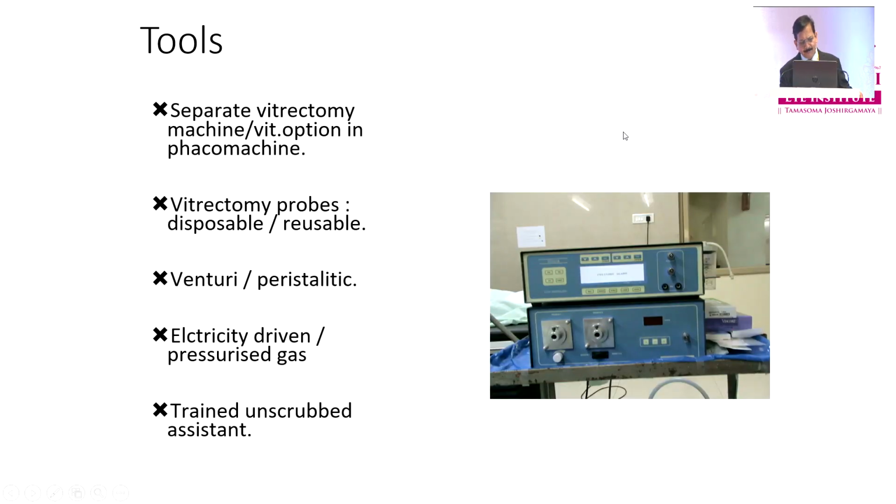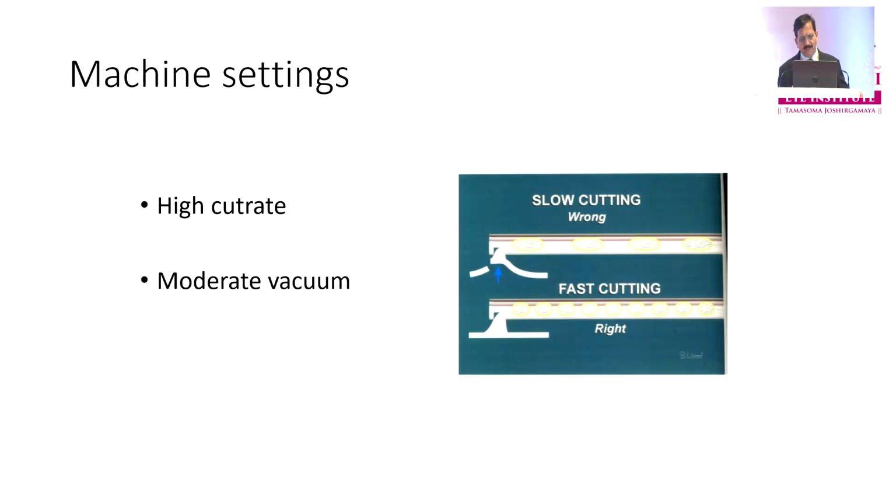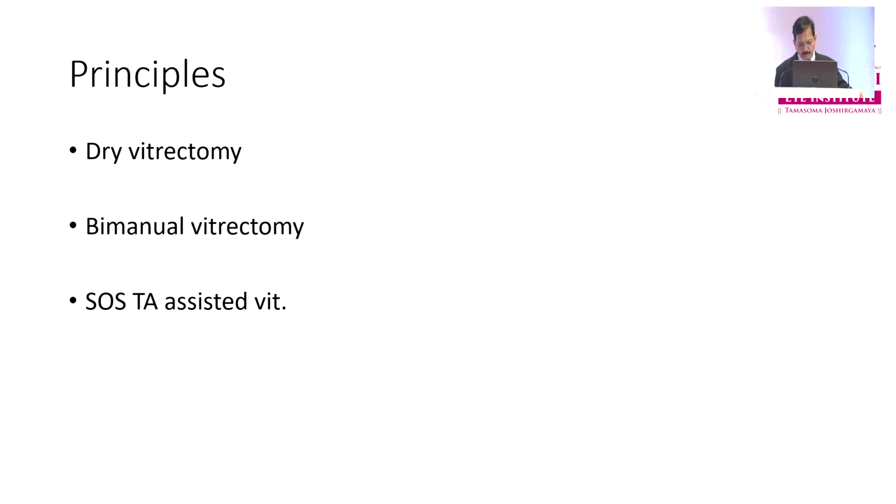Now here, you can use a standalone vitrectomy unit or the one that comes with the phaco machine, whatever. But what I am interested in is a trained, unscrubbed assistant who can set up your vitrectomy unit in the earliest possible time, which is very important. And it should be a high cut rate and moderate vacuum for anterior vitrectomy. This is what I follow. It is better, so that the traction is less, in case you use a low cut rate and then high vacuum.